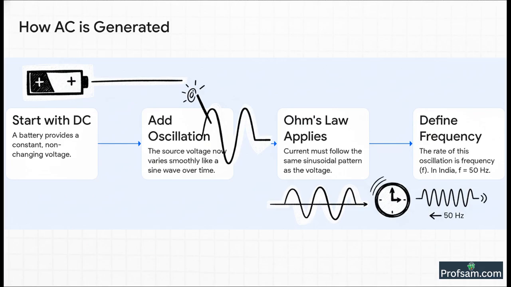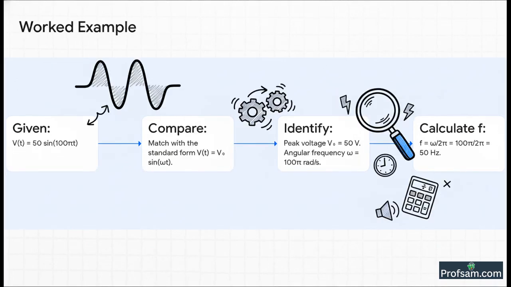In India, our entire power grid, every plug point in your house, operates at a fixed frequency of 50 Hertz. That means 50 full cycles every single second. Chalo, let's do a tiny example to make this crystal clear.